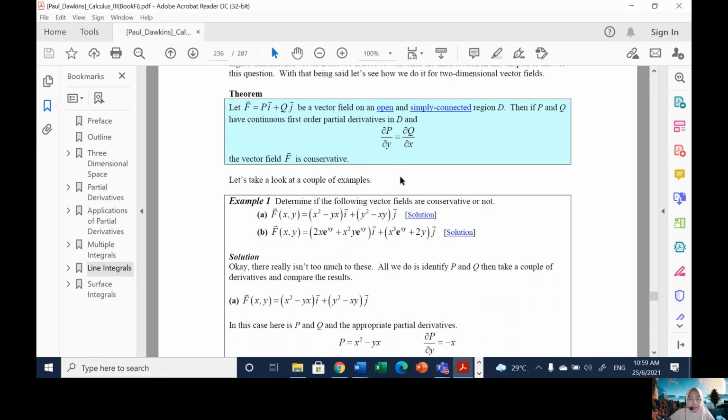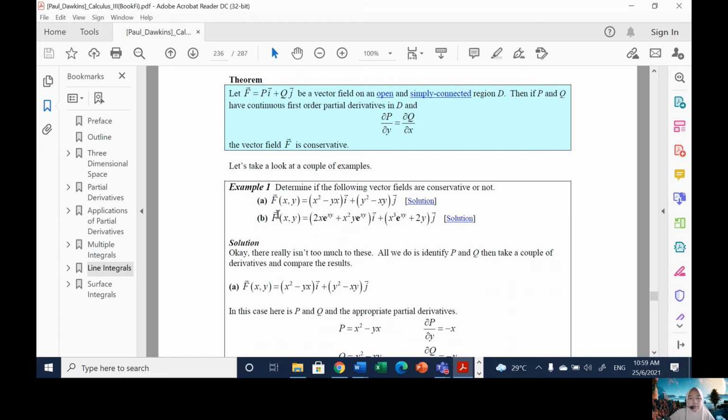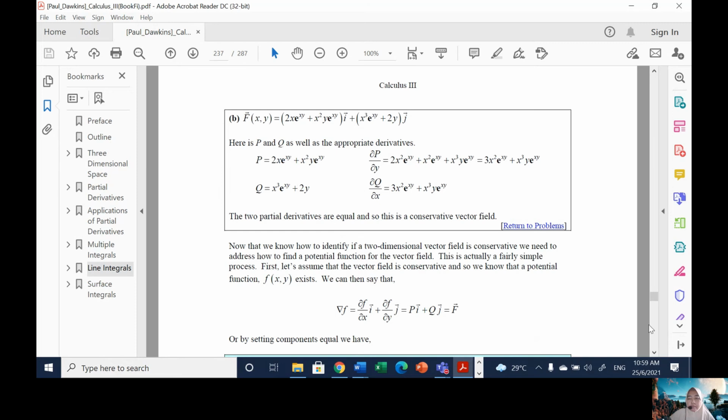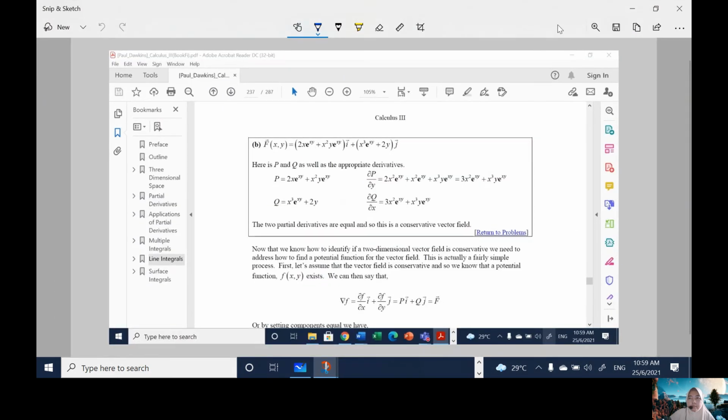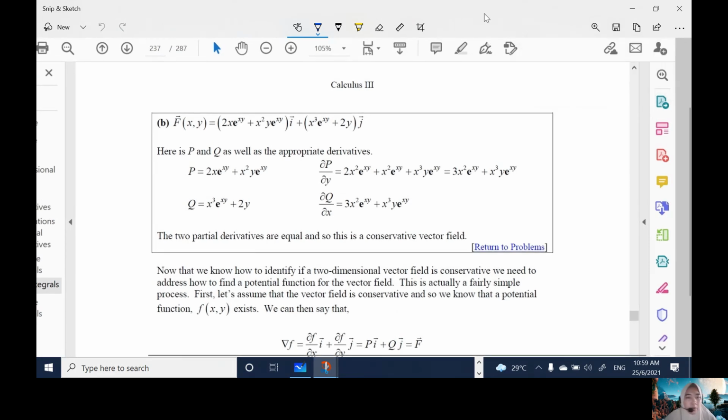Okay, I'm going to take an example. I'm going to choose here example 1b. The question states to check whether this vector field is conservative or not. So we have this vector field. We know that this is your P, this is your Q. How to check? The one with i is your P, the one with j is your Q, because the general form is given as Pi plus Qj.